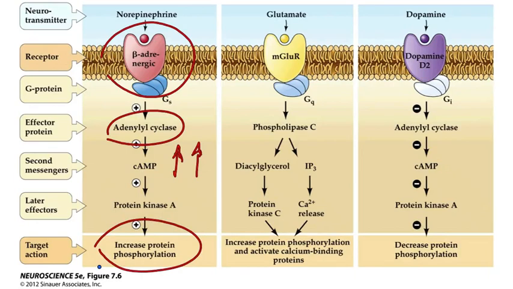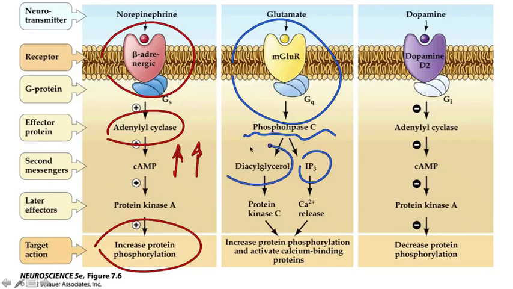Glutamate binds not only to the ionotropic receptors like the AMPA and NMDA receptor, but also to metabotropic receptors. Here, glutamate is binding to a receptor that activates GQ proteins, and these can lead to the activation of phospholipase C and the activation of other kinds of second messenger systems, such as the IP3 pathway and the diacylglycerol pathway, again leading to the phosphorylation or perhaps the dephosphorylation of target proteins within the cell.